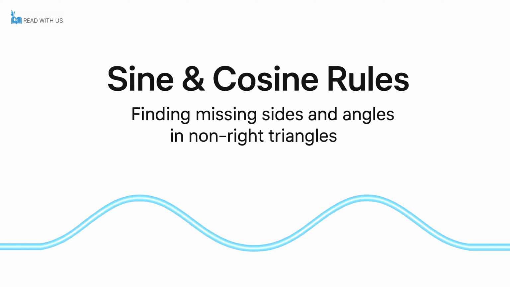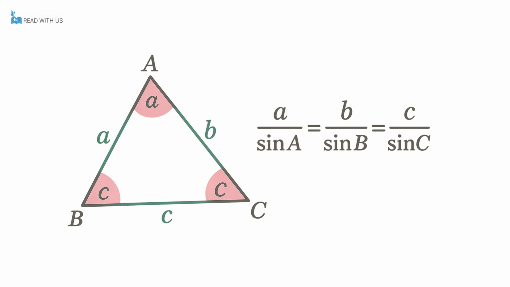In this lesson, we're learning about the sine and cosine rules. These rules help us find missing sides and angles in triangles that do not have a right angle. Let's start with the sine rule.